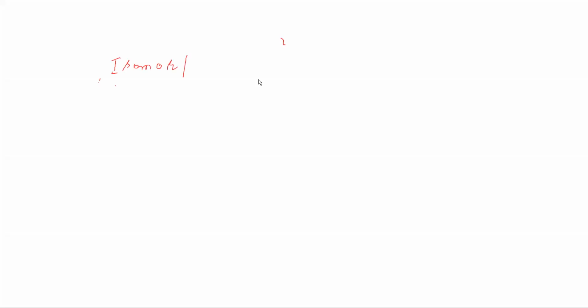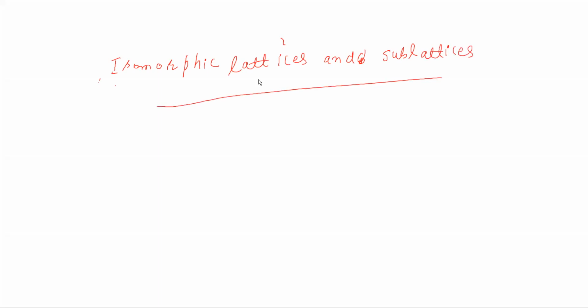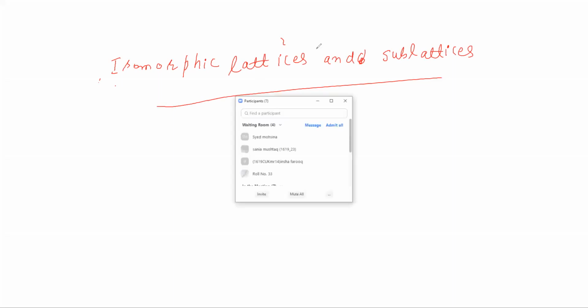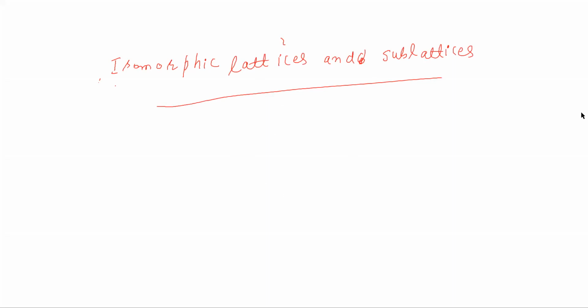Isomorphic lattices and sublattices. So the word isomorphism is the same as in the case of other algebraic structures. So we have a definition.